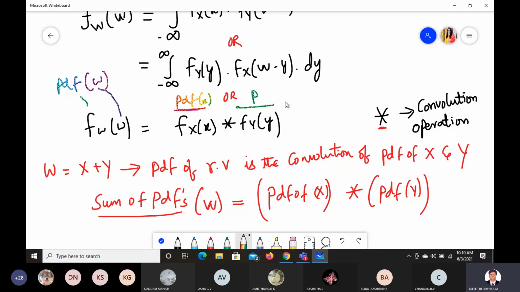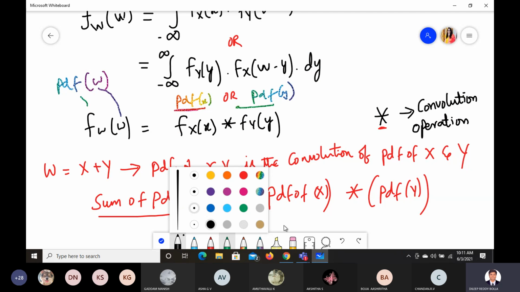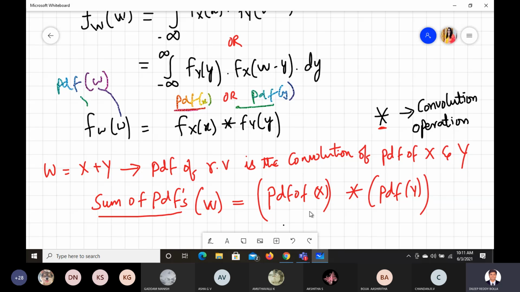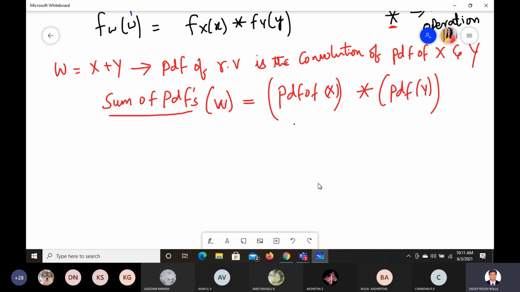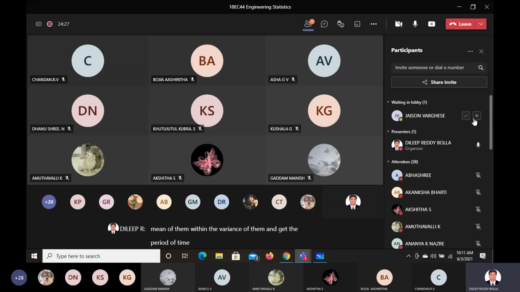To make it simple, what is the final conclusion? The PDF of the sum of two random variables is the convolution of the individual PDFs. Okay, is that clear? So that's about the sum of two. Till now we did the mean of them, the variance of them, and the PDF of them, correct?